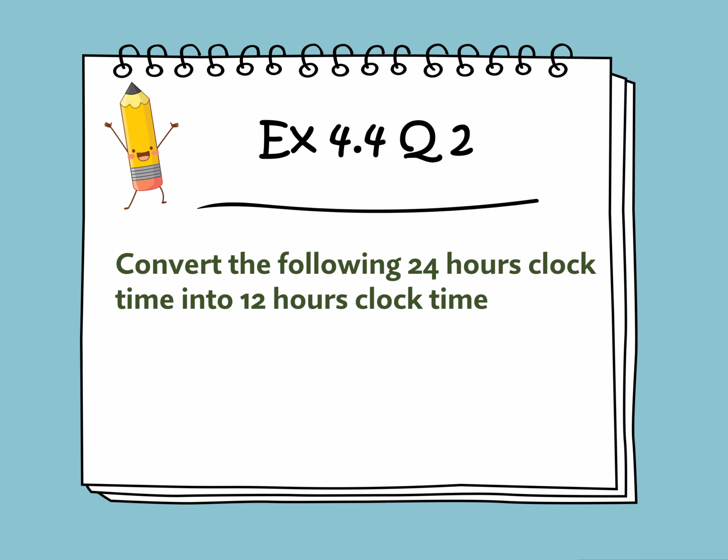Now exercise 4.4, question number 2. Convert the following 24-hour clock times to 12-hour clock times. Now we have to reverse our operation. For converting the time from a 12-hour clock to a 24-hour clock, we added 12. Now for coming back from a 24-hour clock to a 12-hour clock, we will subtract 12. But how do we know when to subtract and when to add? Let's check it out.